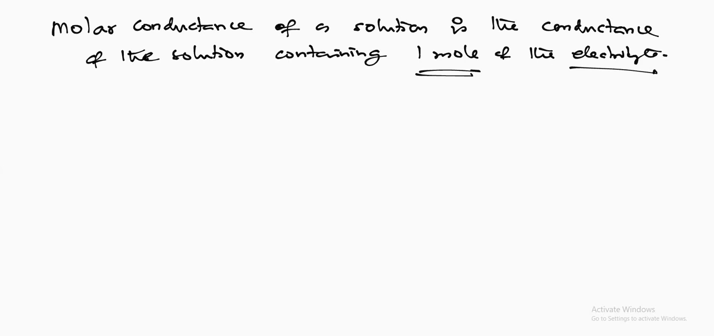I'm very sorry, molar conductance of the solution. I'm sorry, because we are adding 1 mole. So if you add 1 mole of electrolyte, then the conductance is called molar conductance. Simple. Okay, now let me give the mathematical expression for molar conductance. Students, observe carefully. So molar conductance lambda m equal to kappa into V, I said.